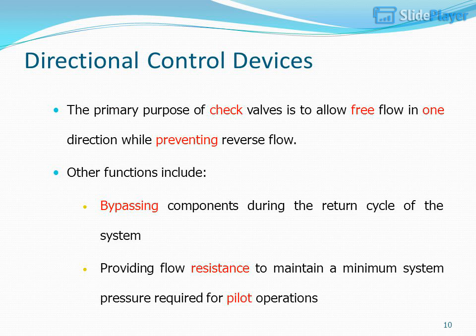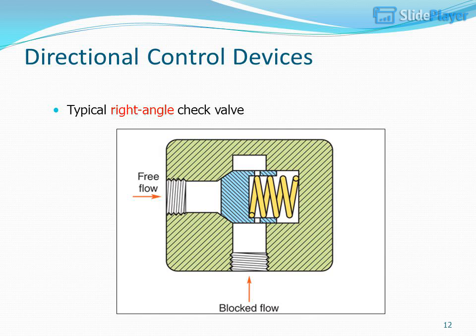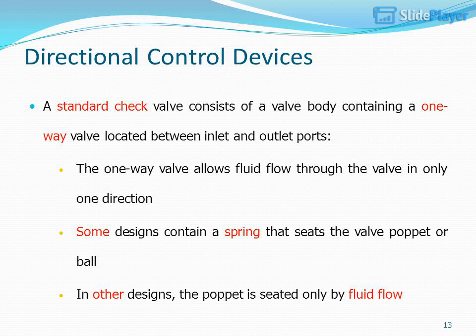The primary purpose of check valves is to allow free flow in one direction while preventing reverse flow. Other functions include bypassing components during the return cycle of the system, providing flow resistance to maintain a minimum system pressure required for pilot operations. Typical inline check valve. Typical right-angle check valve.